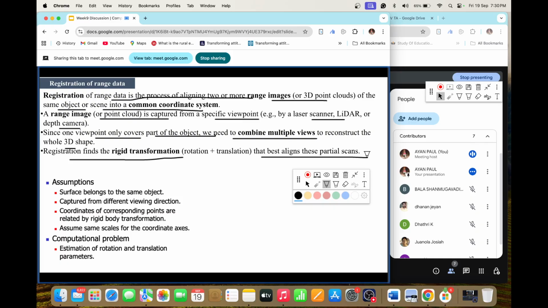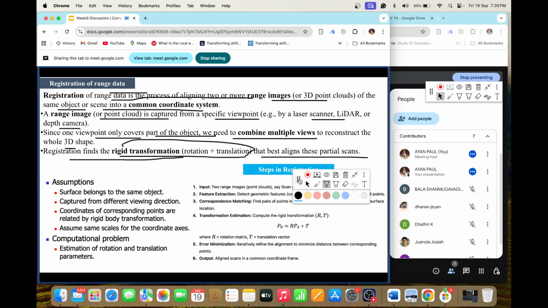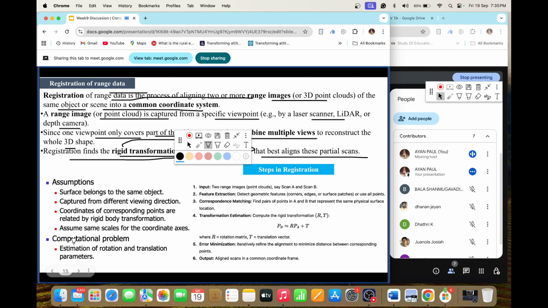Very easy, we are taking these range images from different viewpoints, and then we are adding them to form the complete reconstruction. So that is registration of the range data. To add them, we have to use this rigid transformation, that is rotation as well as translation. There are some assumptions given, you can read them. But our computational problem is the estimation of the rotation and translation parameters. That means how we can register two different viewpoints, like we have these two scans, scan A and scan B.